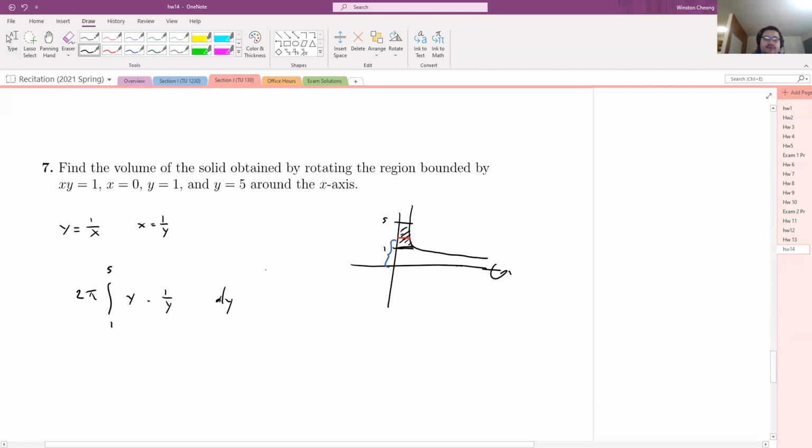And now we just compute this integral. It works nicely. You can simplify the inside. You see that we're just integrating 1 inside, which is going to give us the value y evaluated from 1 to 5. So 5 minus 1 is 4, so we have 8 pi. Okay, questions so far?